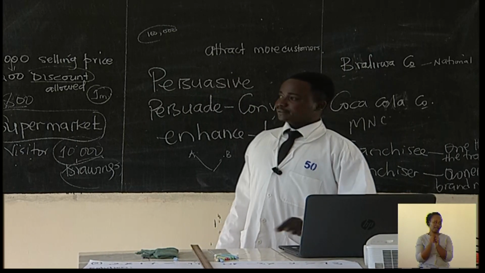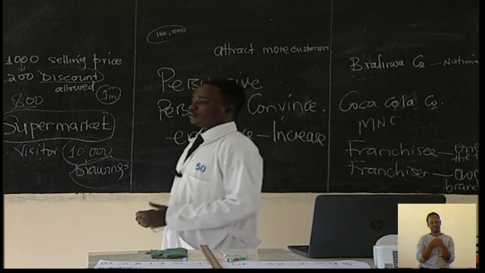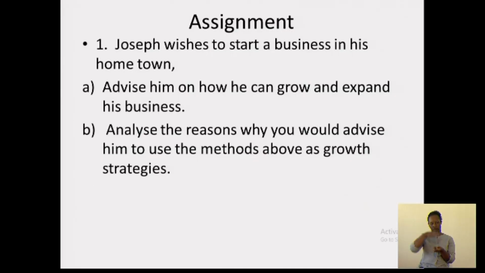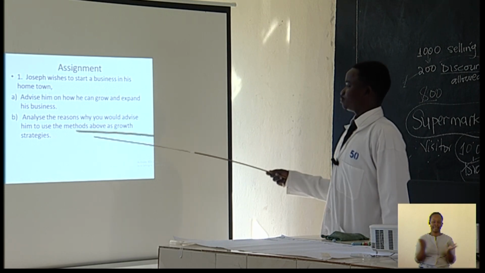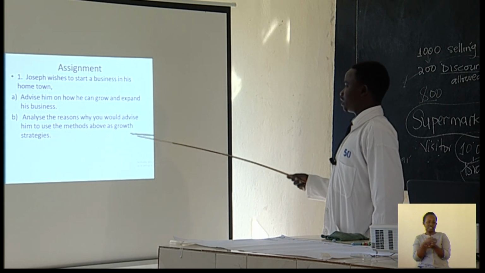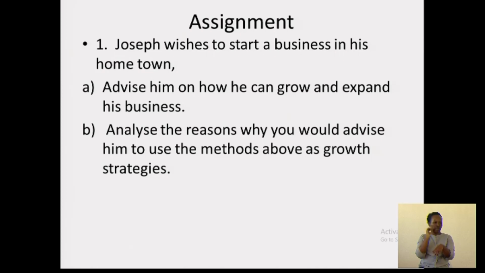So before we conclude our lesson, I have an assignment for you, a question which I want you to work out and write. Joseph wished to start a business in his hometown. Advise him on how he can grow and expand his business. Analyze the reasons why you would advise him to use the methods above as growth strategies. So I expect you to be able to analyze such reasons.